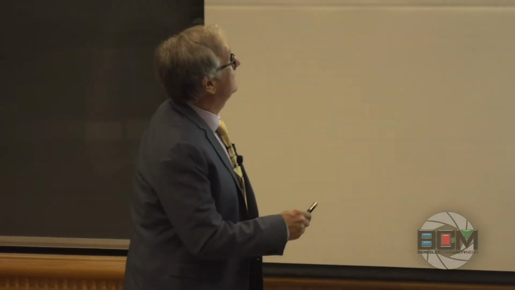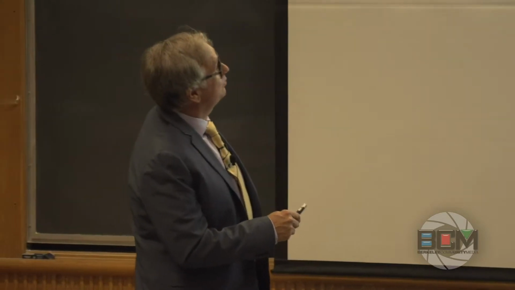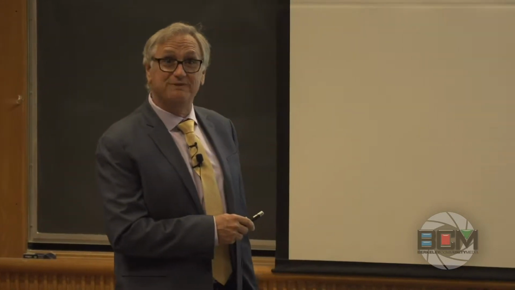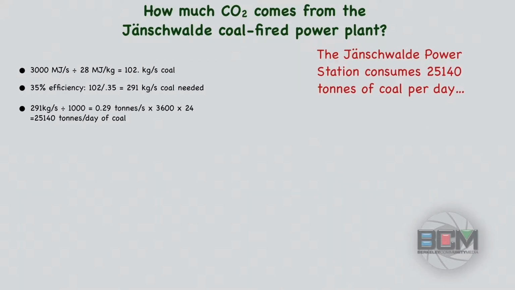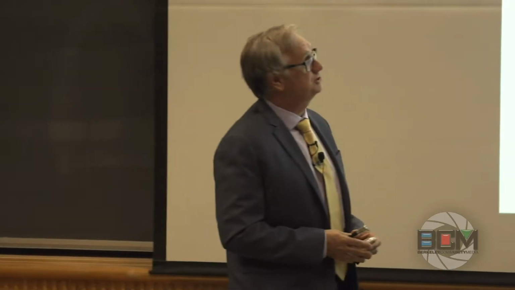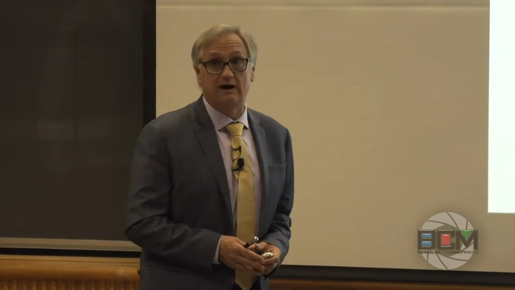Well, we can do some calculations. It's a 3 gigawatt power plant. That's 3,000 megajoules per second, for those of you interested in those kind of technical details. And we know how much energy is associated from burning coal. We can measure that. We can look at the efficiency of the plant. We can do some other unit conversions. And we decide that the Jefferey power station consumes 25,000 tons of coal a day.